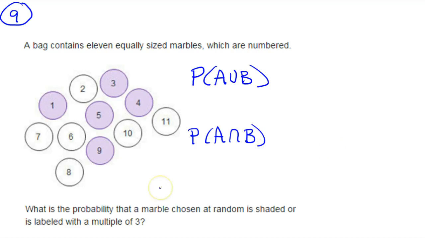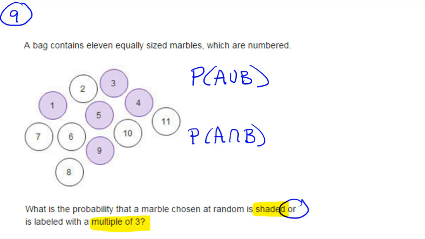Okay, so my first question to you is, which situation are we in? Are we in the union situation or the intersection situation? The top one or the bottom one? Because that's going to dictate which formula we're going to break out with. And here's the key. What is the probability that a marble chosen at random is shaded or is labeled with a multiple of 3? Okay, so shaded, multiple of 3. Those are the events, but in between them we have this word or.